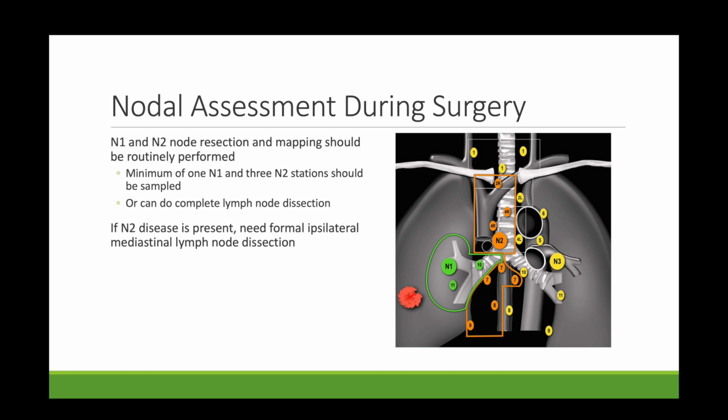During surgery, we need to have adequate nodal assessment. So the lymph node levels should be adequately mapped and resected. And there are guidelines for what is considered an adequate nodal assessment. At minimum, 1 station from the N1 region, so those hilar nodes, and 1 N2 station, so that's those levels 2 through 9 mediastinal nodes, should be sampled. Or you can do a complete lymph node dissection, but at minimum, we need 1 N1 and 3 N2 stations to be sampled. And if N2 disease is found to be present, then we need a formal ipsilateral mediastinal lymph node dissection.